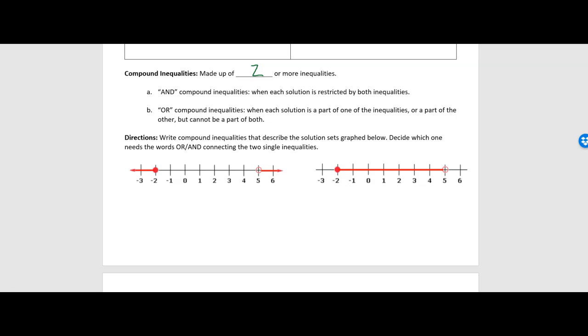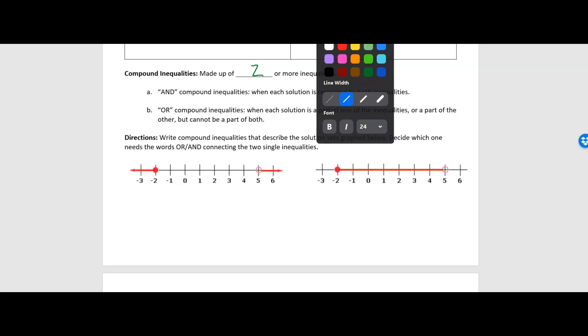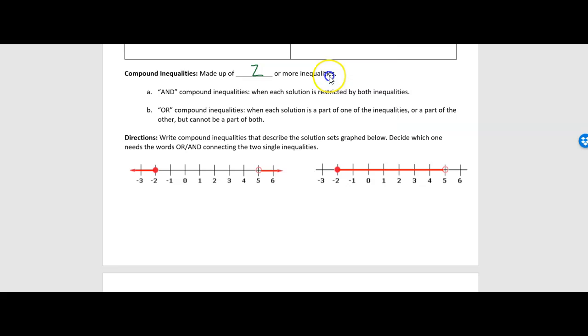So for the first one, and you could always pause the video and see if you could write out what these inequalities are. We're going to use algebraic expressions. I'm not going to type these in words, so that's the form we're going to use. So I would say x is less than or equal to -2, or x is greater than 5.